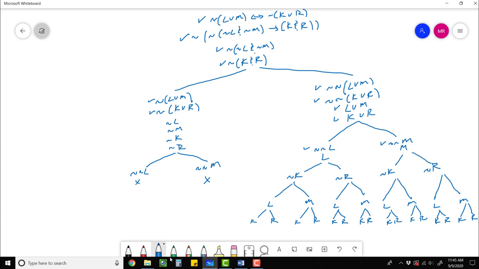So let's look. We got K, not K. Yep. R. Oh, there's no contradiction for R. Okay, R, L, not K. Right, so there is no R, L, not K, L. No contradiction all the way up. So I'm going to indicate that with a circle.